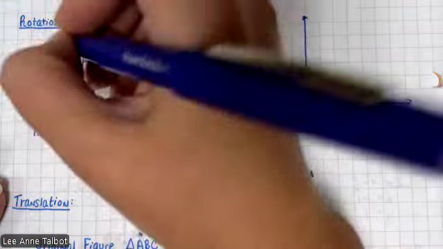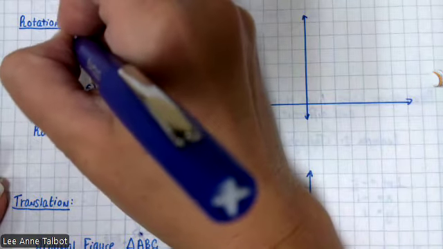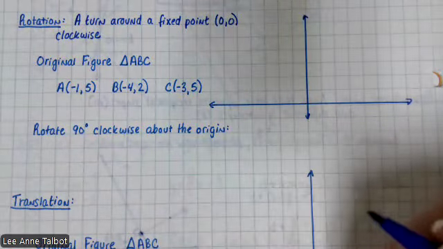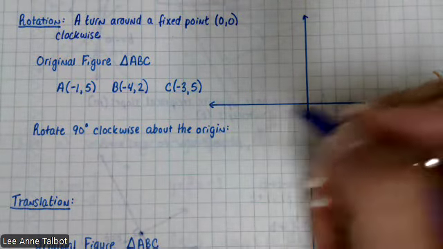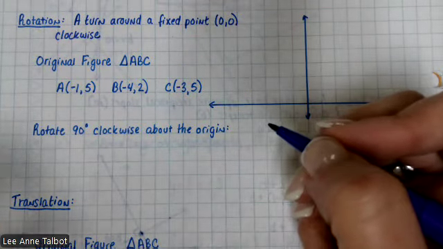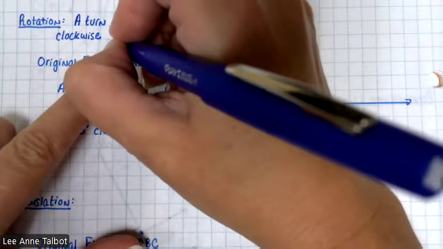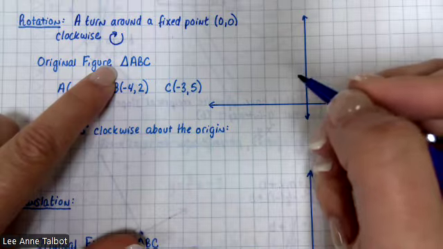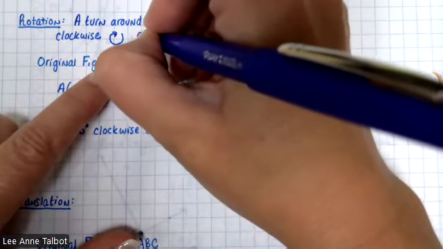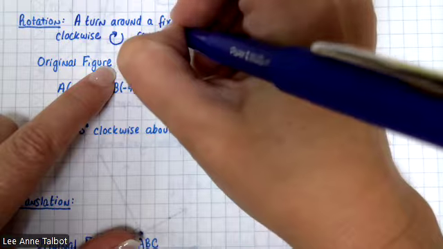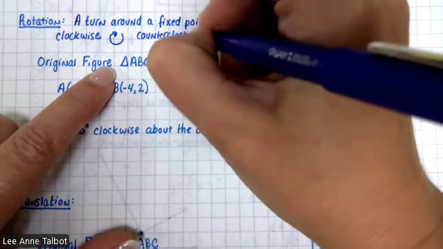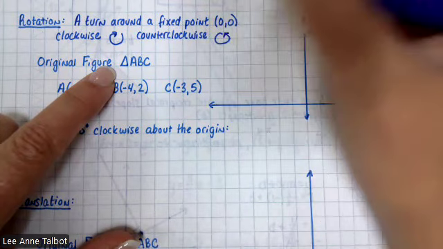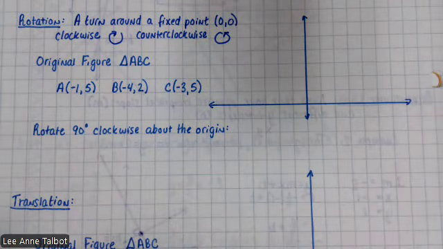But I do want to draw little pictures here. So we need to talk about clockwise and counterclockwise because you guys probably don't even know we don't have regular clocks anymore. So clockwise is going this way. And counterclockwise is going that way.